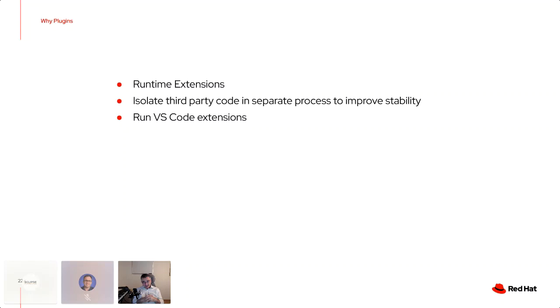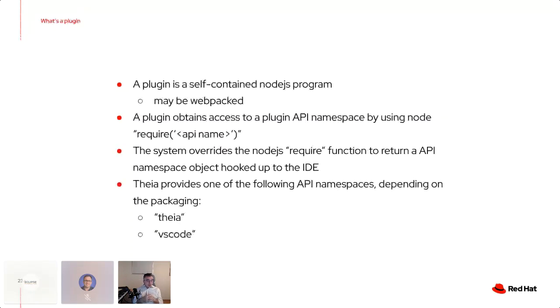And the last reason, and it's a big one, is that we can actually use VS Code extensions because we chose to implement the VS Code API. Again, so what's a plugin? A plugin at the most basic is a self-contained Node.js plugin. And by self-contained, I mean that it contains all the dependencies that it needs. It may also be webpacked to reduce the size because they might get quite big if you have lots of dependencies.